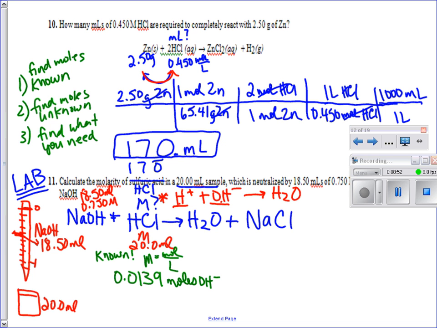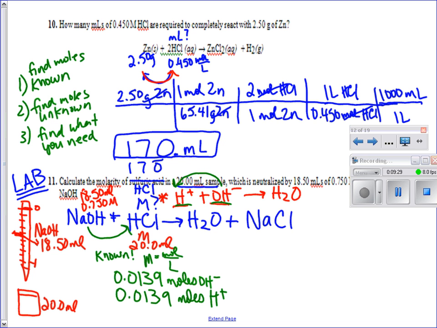Okay? Now we're going to do some stoich and go from moles of known to unknown. What's our ratio? 1 to 1. Equivalence point, number of moles of acid equals number of moles of base. So this is also equal to what? Moles of H plus. Y'all are quiet. Do you see that? It's a 1 to 1 ratio. For every 1 mole of this, we have 1 mole of this. 1 mole of that, 1 mole of that.